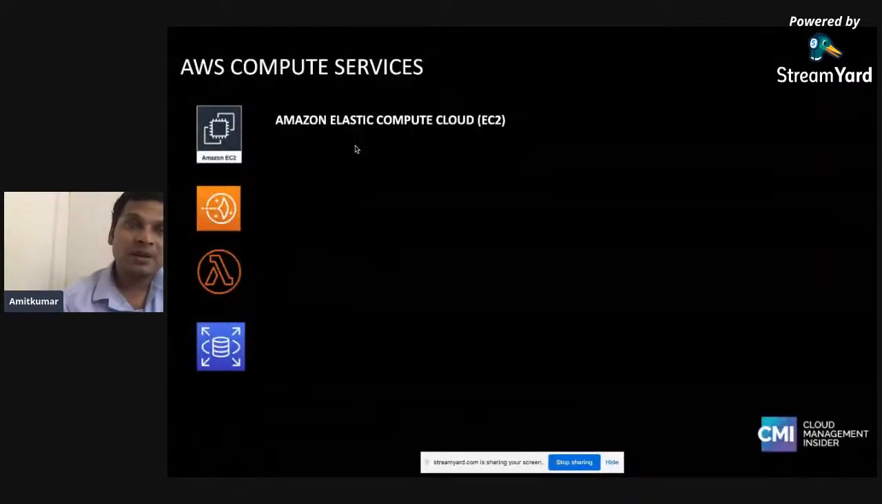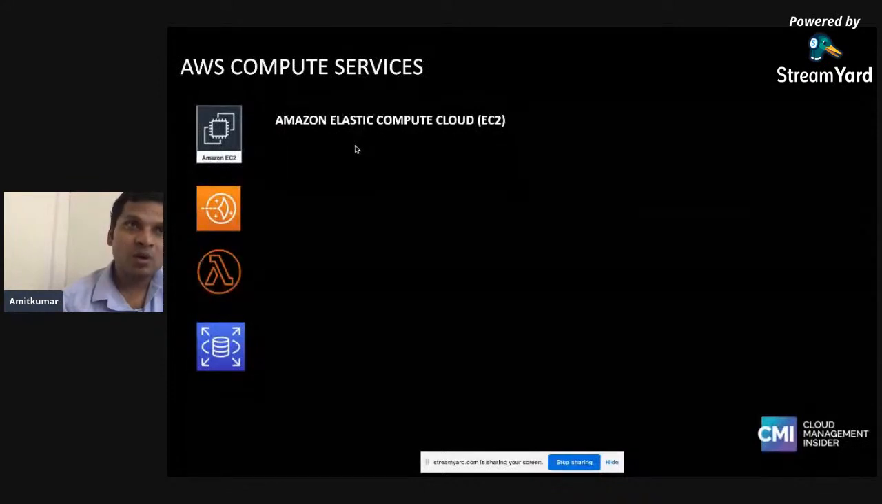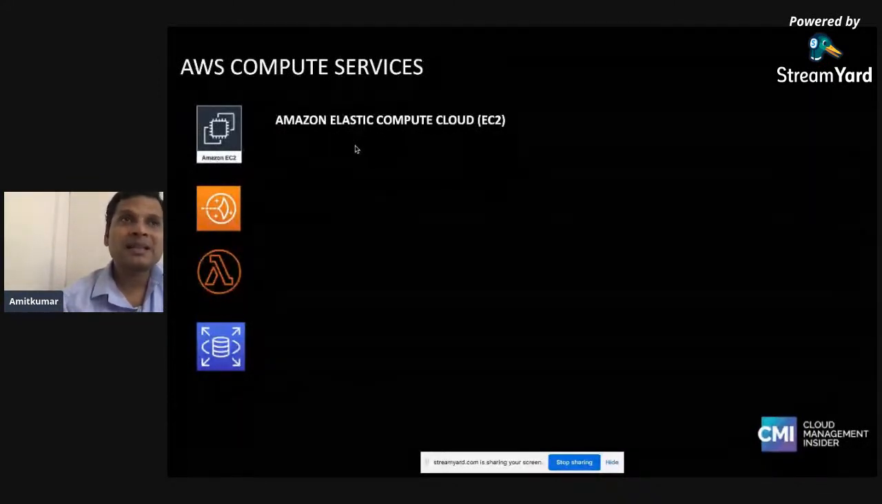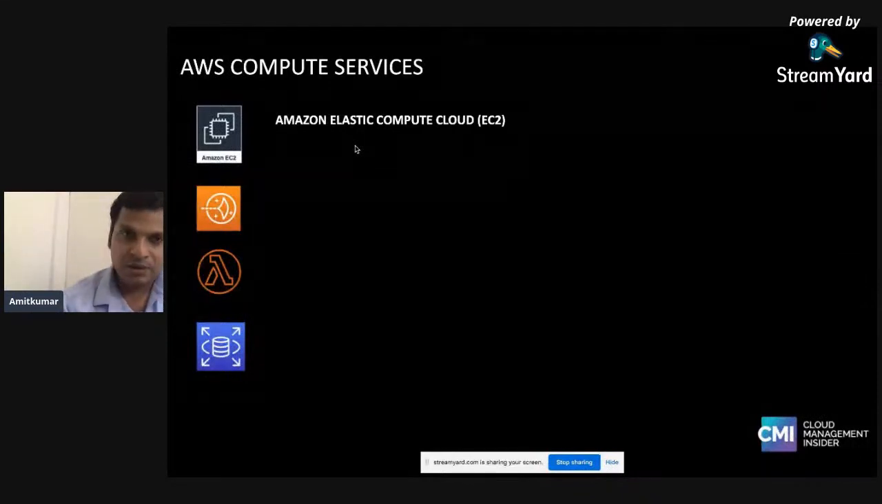By the way, just to mention, there are also PaaS platforms, which is platform as a service, and there are services called serverless as well, which we are going to cover very soon.